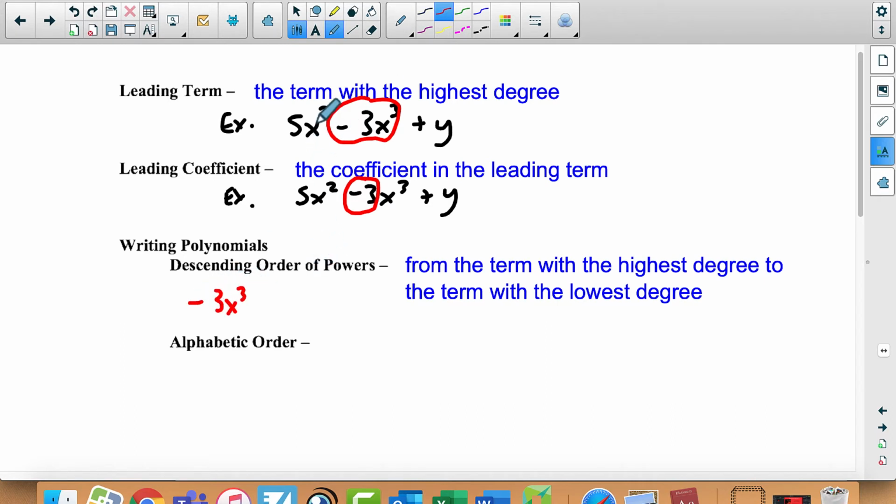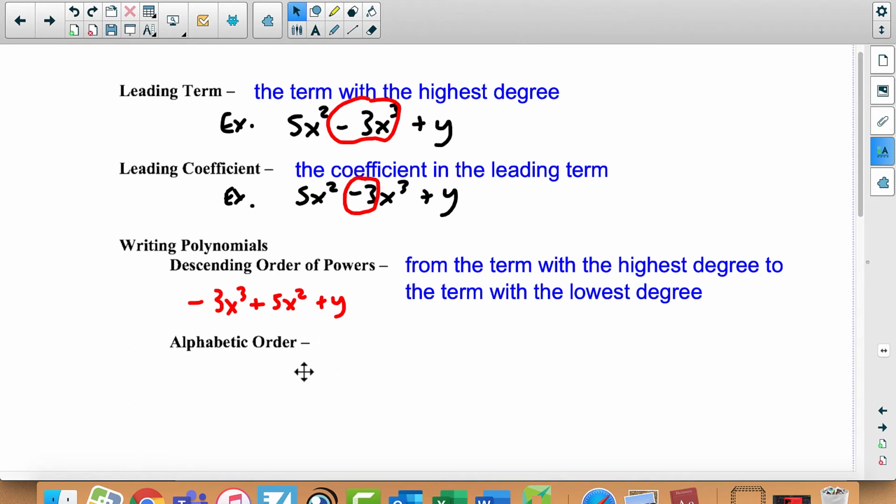The next highest one is the x squared. Well, what sign should I put in front of that? If you don't see them, it's a plus. So plus 5x squared, and then plus y. That's the correct order right there. The other rule that you try to follow if you can is alphabetic order. I don't think I need to give you a definition for that one.